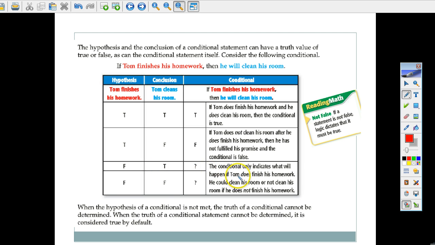The conditional only indicates what will happen if Tom does finish his homework. He could clean his room or not clean his room if he does not finish his homework. So we don't know what happens if he does not finish his homework. He might clean his room, he might not clean his room.